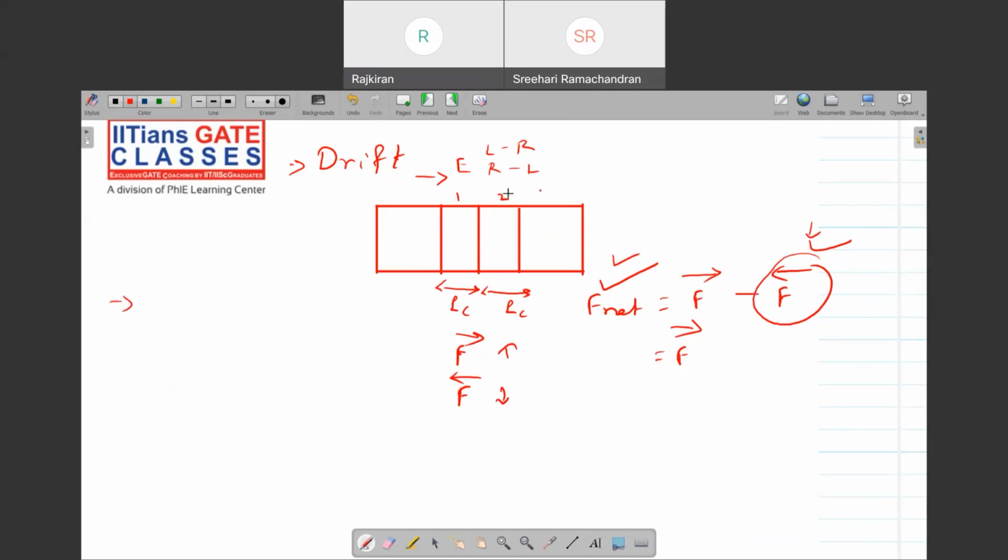See, before the electric field, the semiconductor is in equilibrium, right or not? Right. Before the electric field, the semiconductor was in equilibrium. When I apply an electric field, the equilibrium will be disturbed. Okay, but it will not be disturbed so much. So I am disturbing the equilibrium by the external applied field, but I am not disturbing it very much.